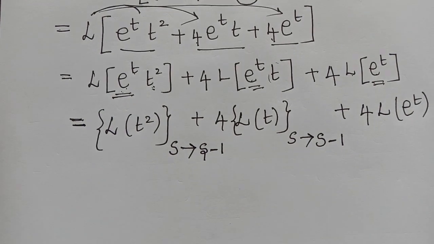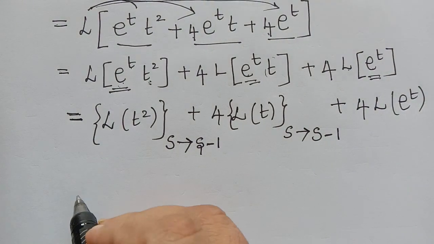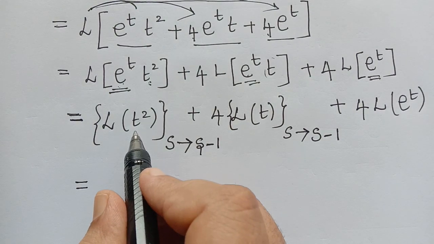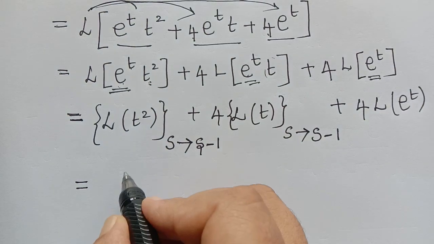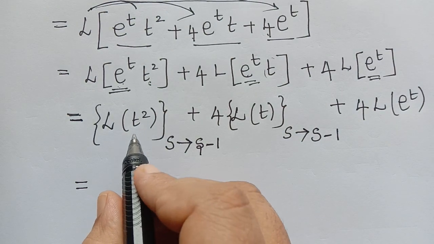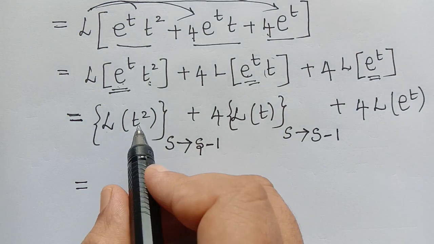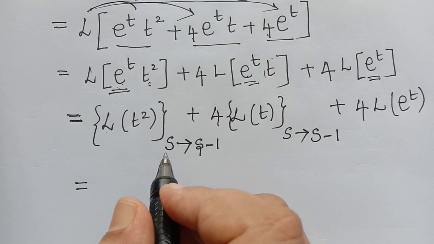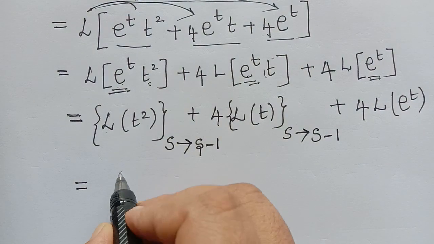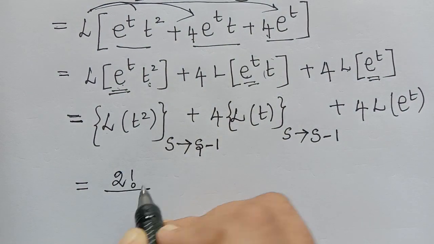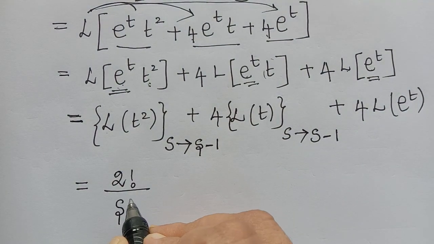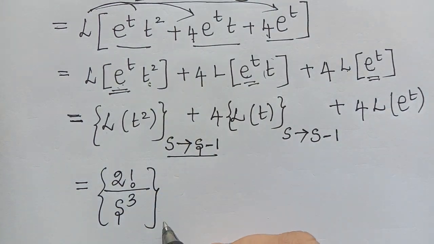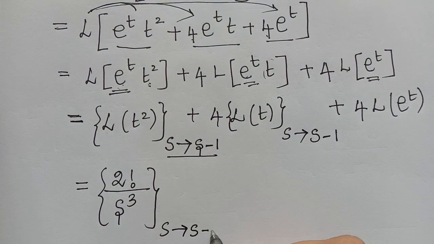In the next step, what is Laplace transform of t square? It is 2 factorial divided by s to the power 2 plus 1, which is 3, by using the formula. So Laplace transform of t to the power n is n factorial divided by s to the power n plus 1. So here the value of n is 2. So it will be 2 factorial divided by s to the power 2 plus 1, which is 3. So in this we have to replace s by s minus 1.